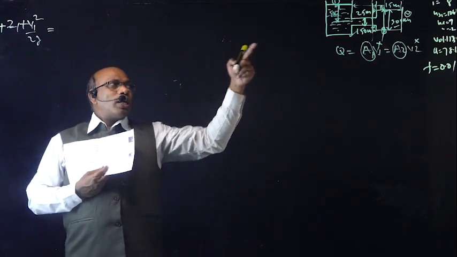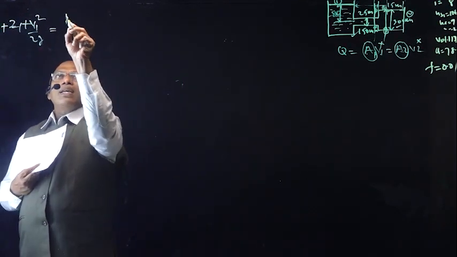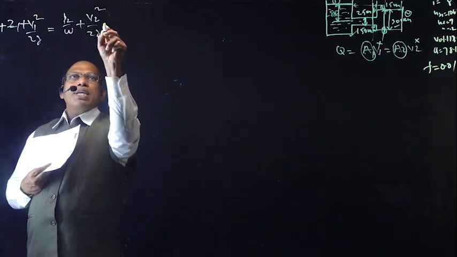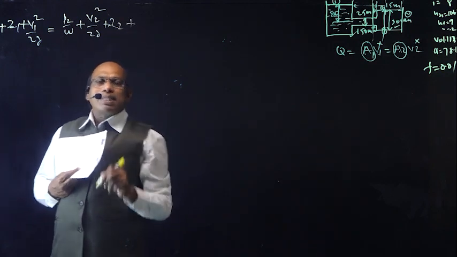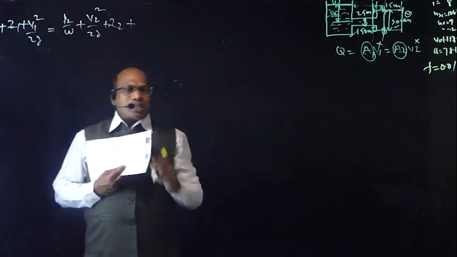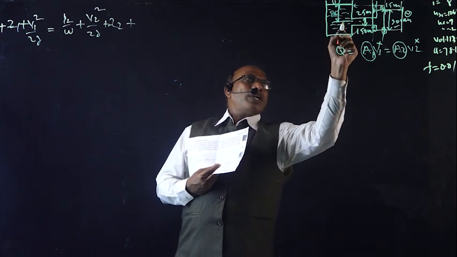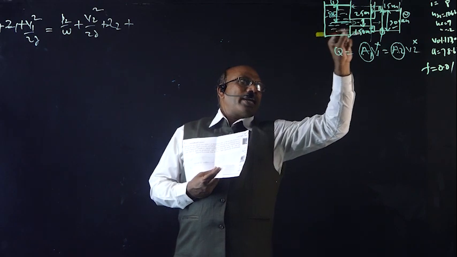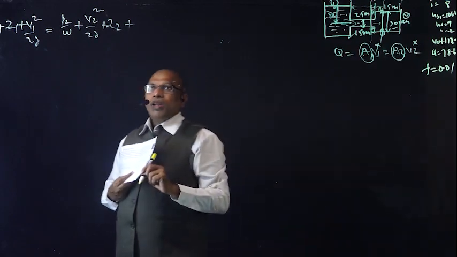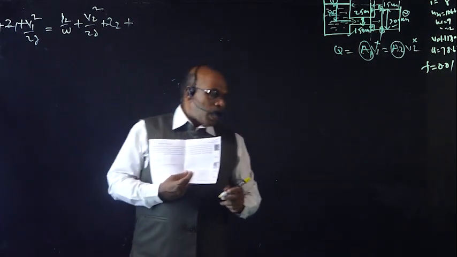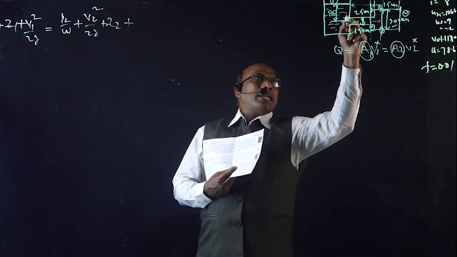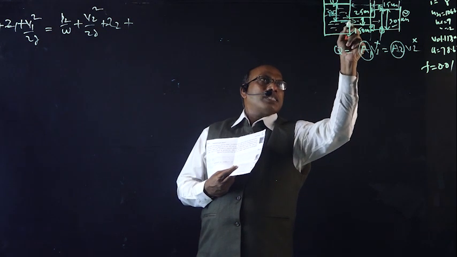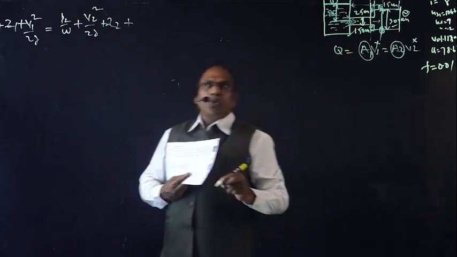Section 2, that means at the outlet of the pipe, that is P2 by w plus V2 square by 2g plus Z2 plus the losses. Because the liquid is flowing from this direction to this direction, the losses are taken in the direction of flow. Therefore, the first loss is the entrance. The liquid enters from the tank to the pipe. This is the first minor loss due to entrance.